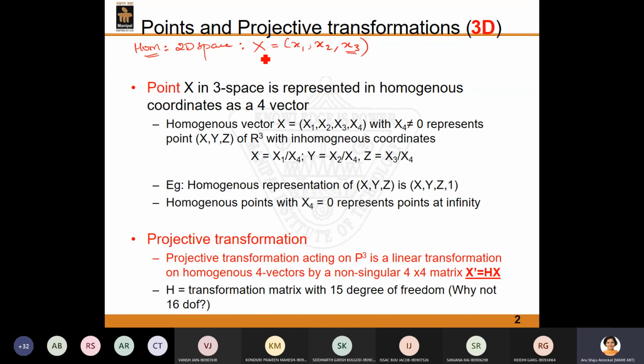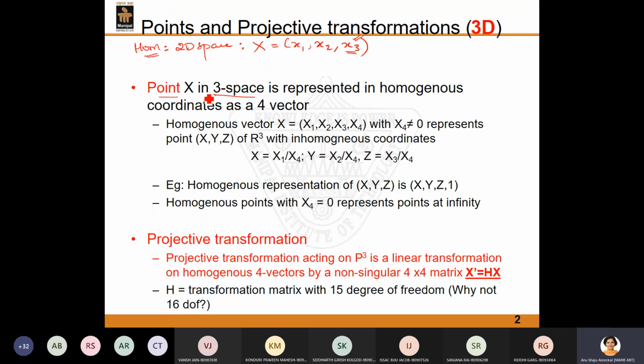In the non-homogeneous form, let's say you're taking a point in 2D space, you have only two coordinates, for example x, y. But in the case of homogeneous representation, we always add a third coordinate as the last coordinate. And to convert from the homogeneous representation to the non-homogeneous representation, we divide by this last coordinate.